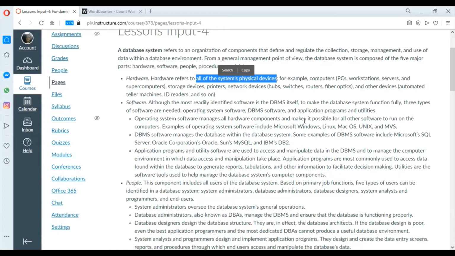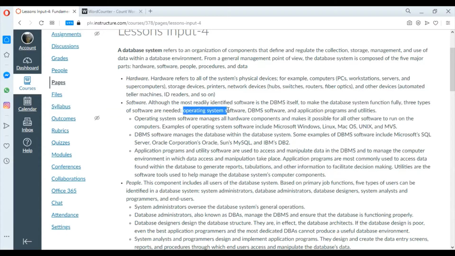When we say software, the most readily identified software is the database management system itself, which could be, for example, MariaDB, PostgreSQL, MySQL, Microsoft SQL Server or MS SQL, SQLite. Those are the most readily identifiable software, which is the actual database management system. But aside from that, to make the database system function fully, three types of software are needed, not just the DBMS software.